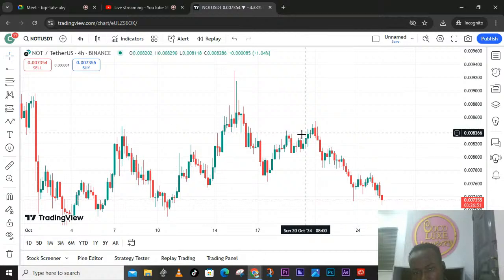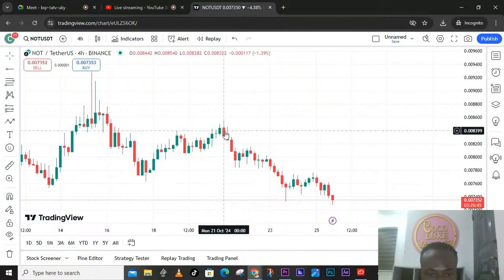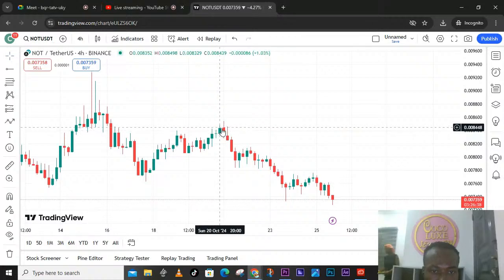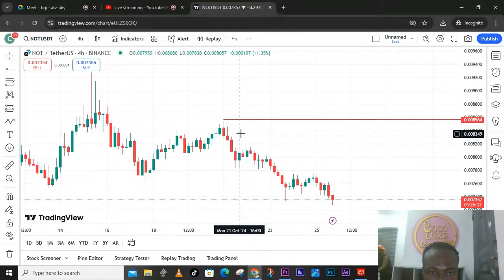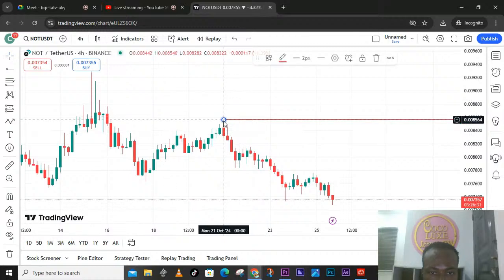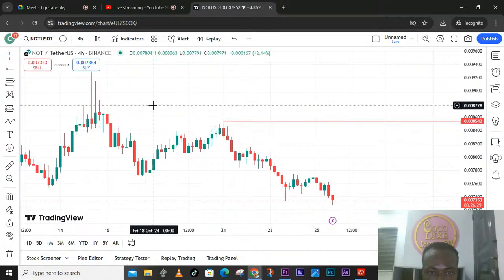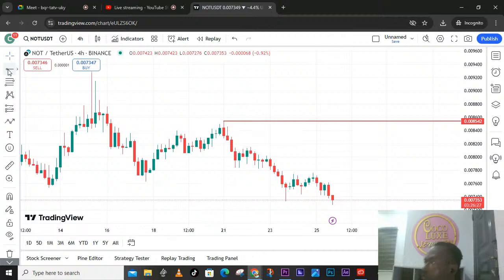For Monday, around here. Let's zoom in. This Monday, this Sunday, right? Can you see it from the date? Sunday and Monday. So the highest point that these two candlesticks got to is this point. This is the highest point they got to, and bring it down to that point. So this is the lowest point they got to.